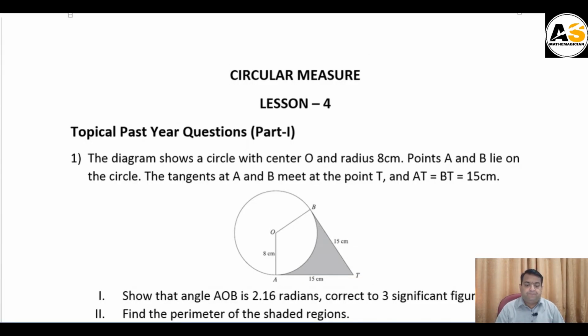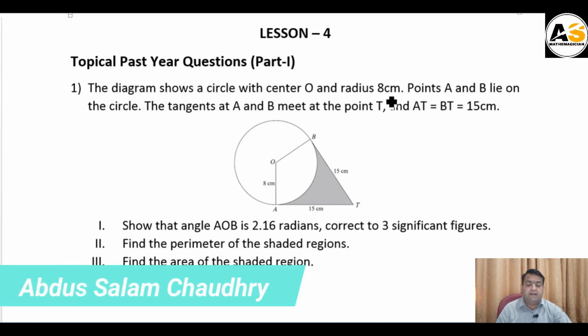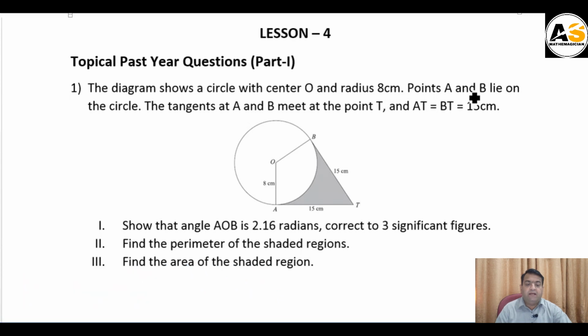Question number 1. In question number 1, we are given a diagram. The diagram shows a circle with the center O and radius 8 centimeter. Point A and B lie on the circle. The tangents at A and B meet at the point T, and AT is equal to BT is equal to 15 centimeter. This AT is 15, this BT is 15, radius is given 8 centimeter. This is basically a sector of the circle whose central angle is unknown.